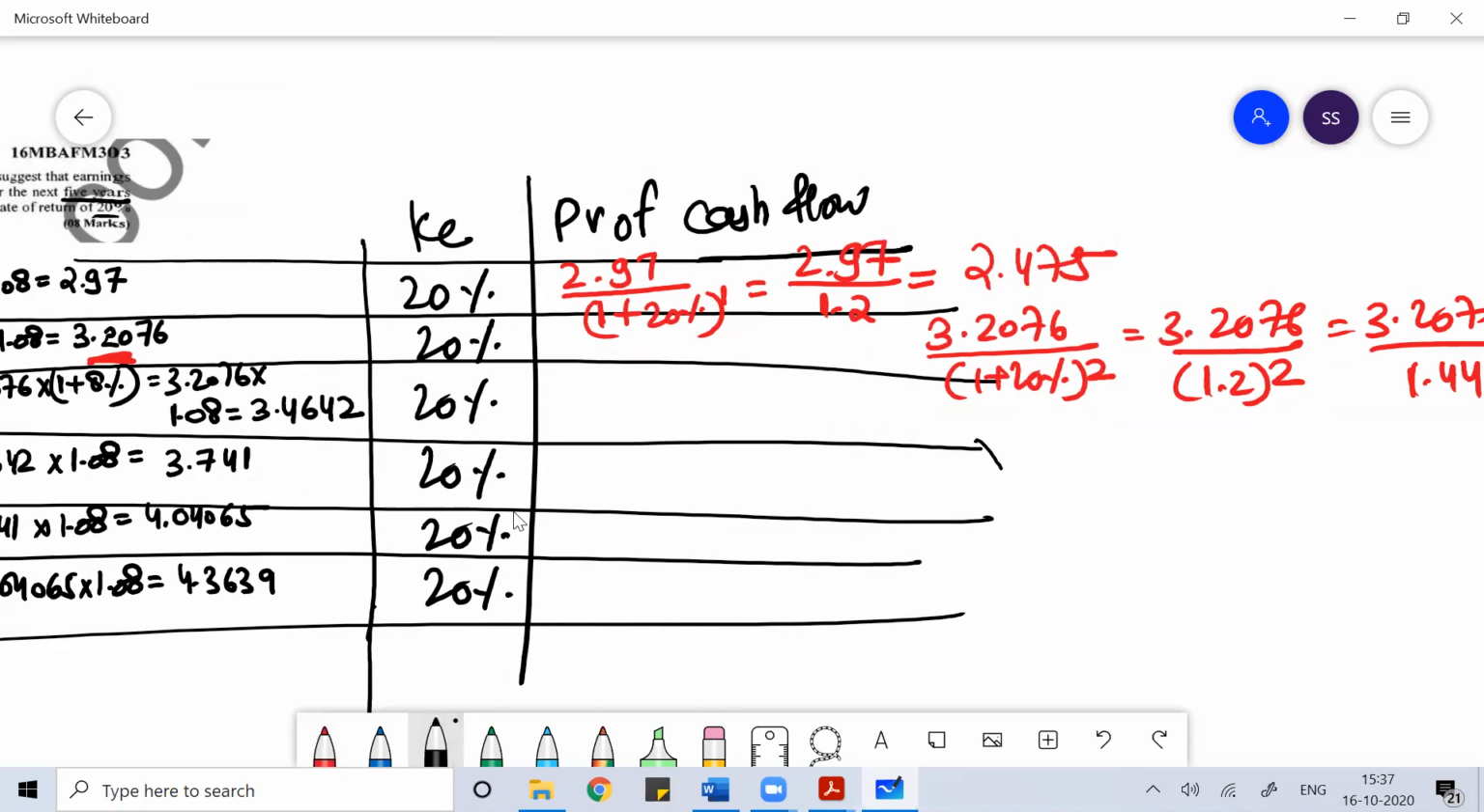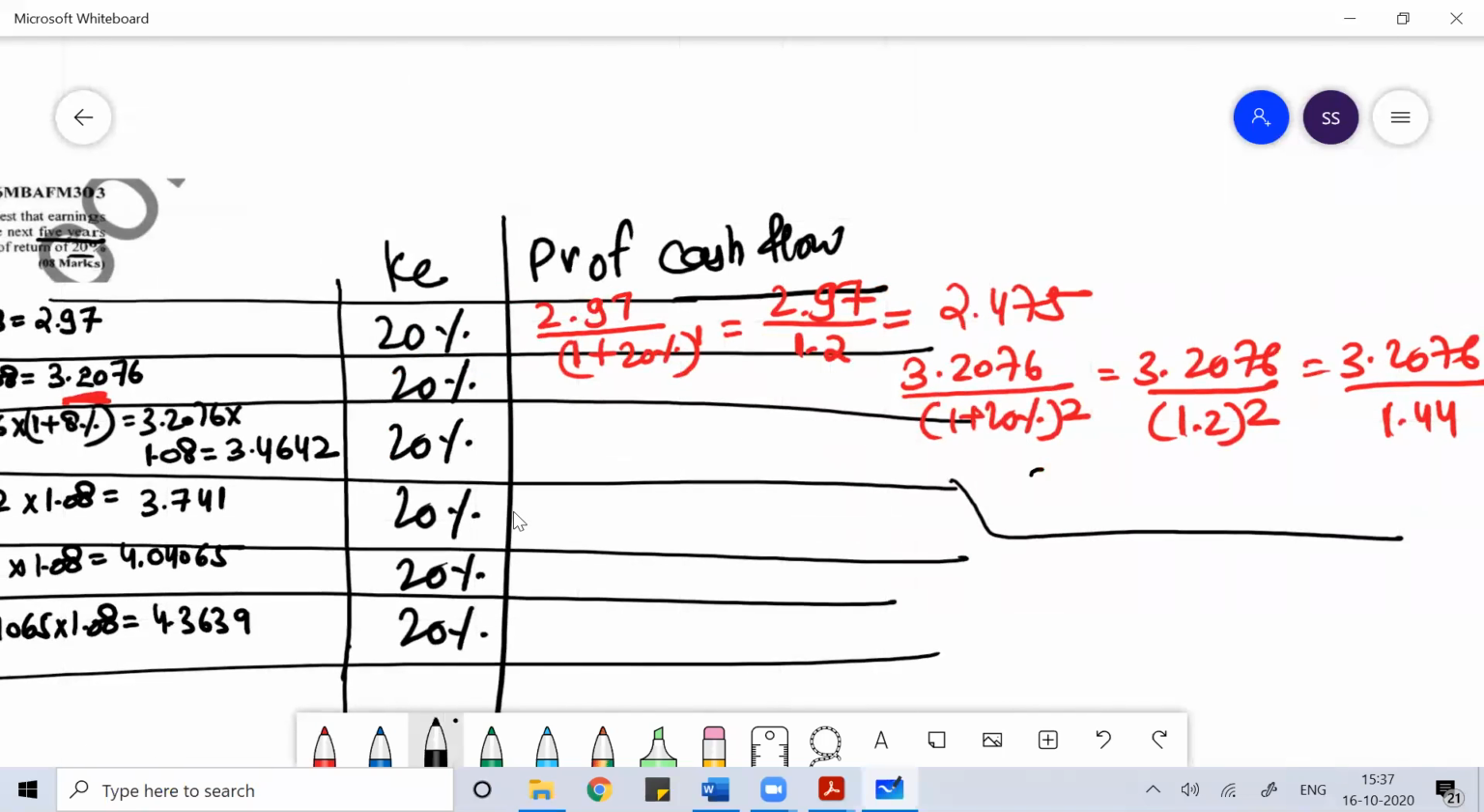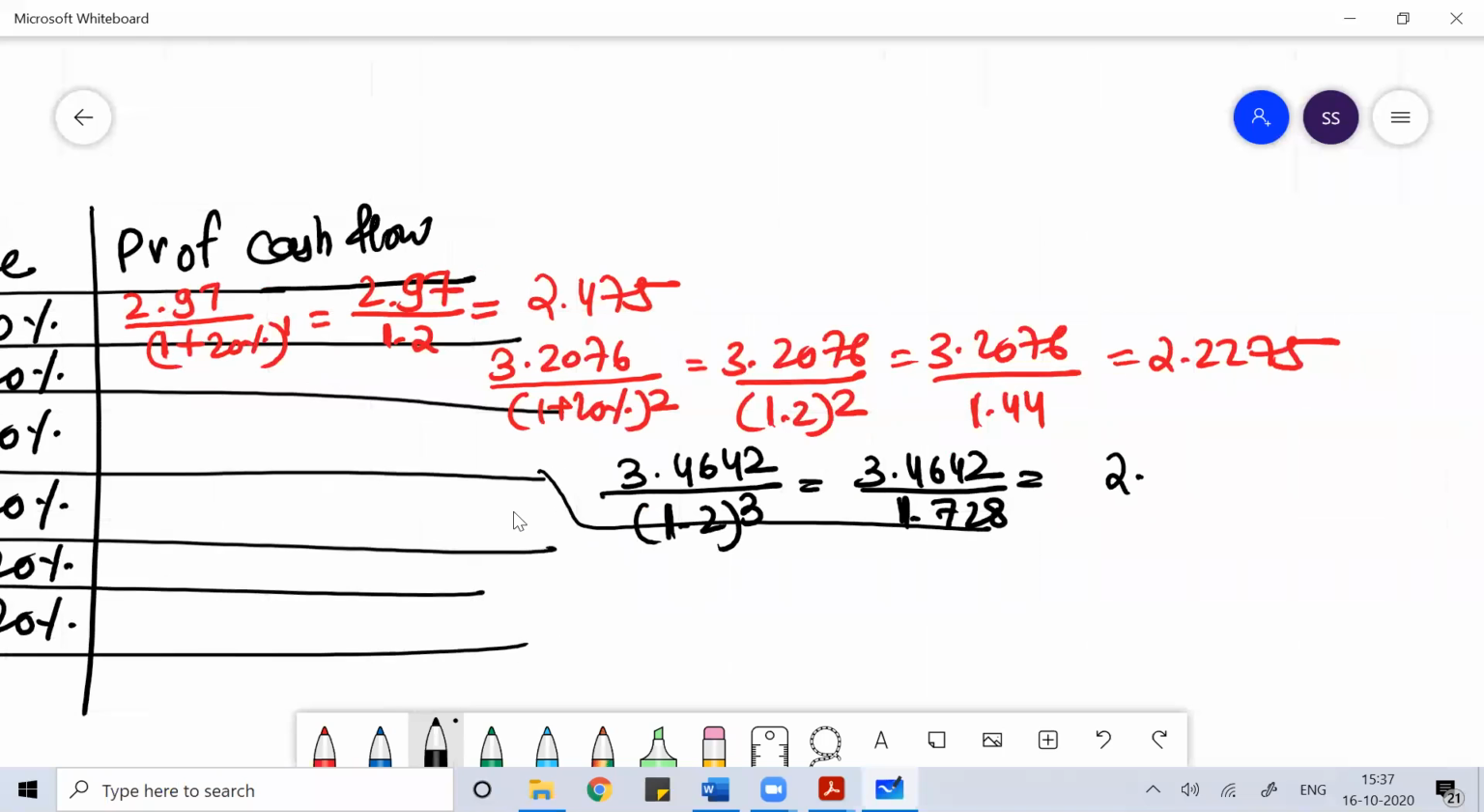For the third year, you can find the value like this. Every year you have to find the value. 3.4642 divided by 1.2 whole cube, that is 3.4642 divided by 1.728, which is 2.00474.